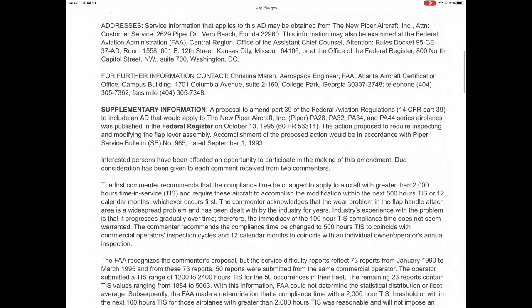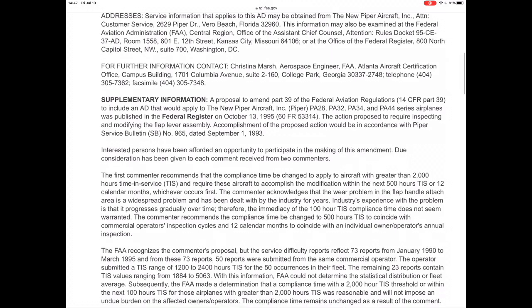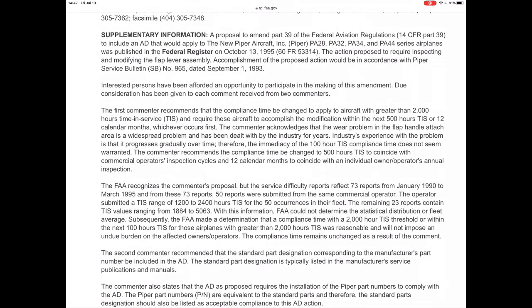We have the addresses for service information that applies to the AD, so we can obtain additional information from the Piper Aircraft Company. We also have supplementary information. This covers things like what comments were presented back during the commenting period. If people felt like it was a hardship, if people had additional information or felt that the AD did not completely cover the unsafe area, they had the ability to make those comments, and some of those comments have been included in the supplementary information. This is all identifying the airworthiness directive, what it's for, and who is involved.